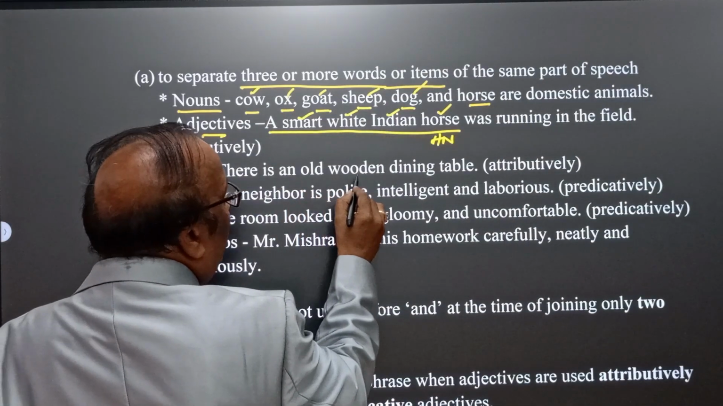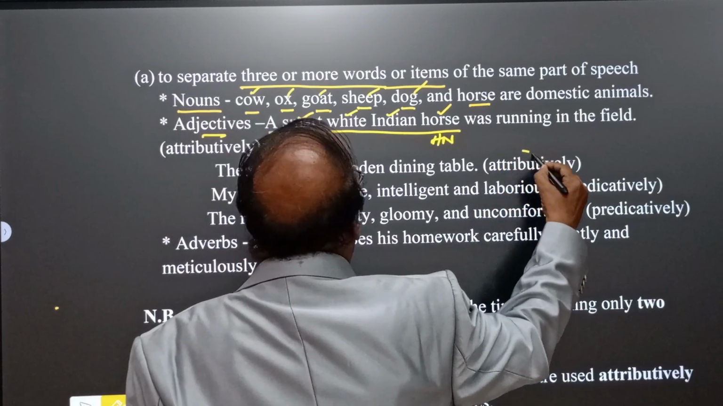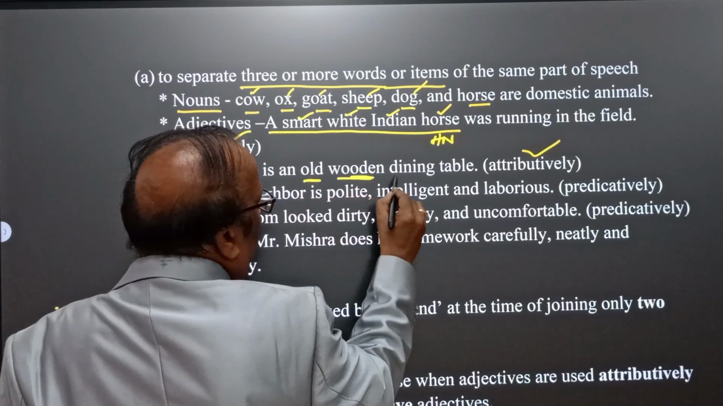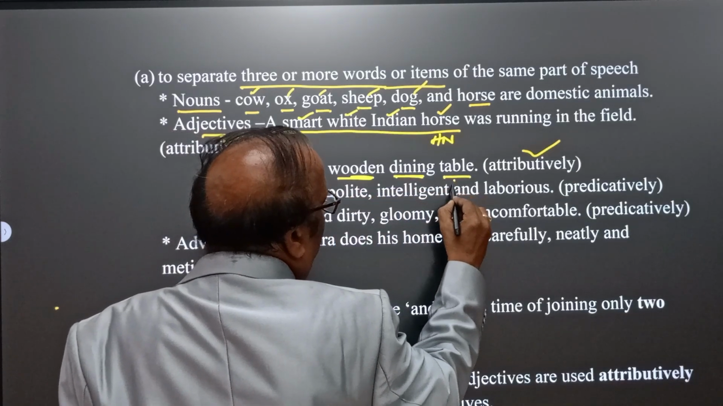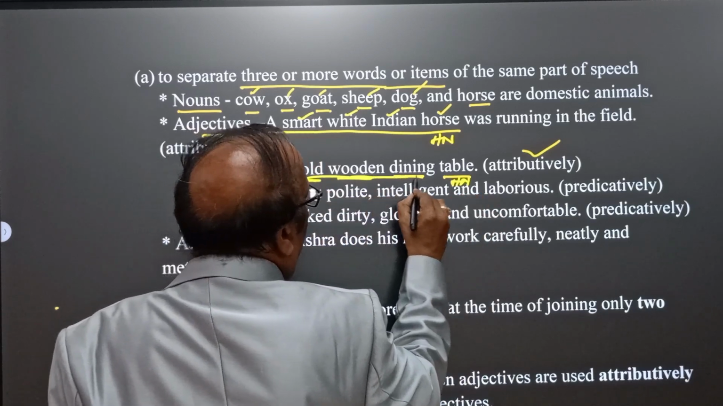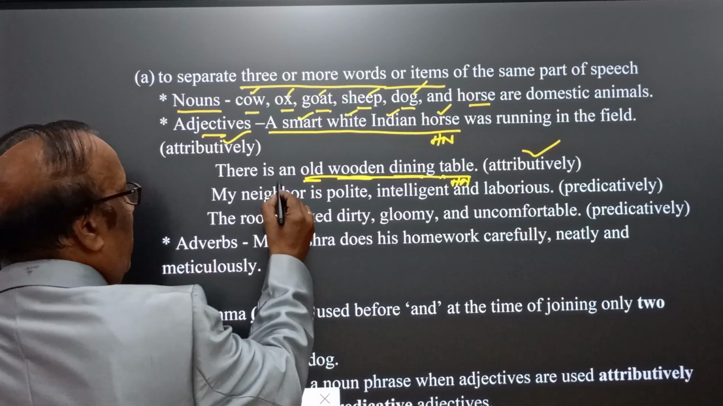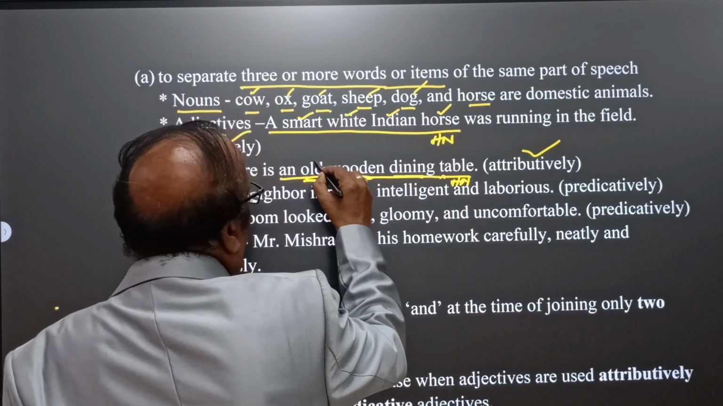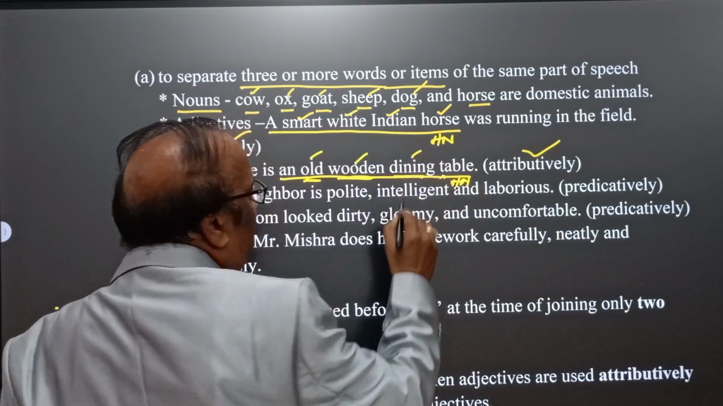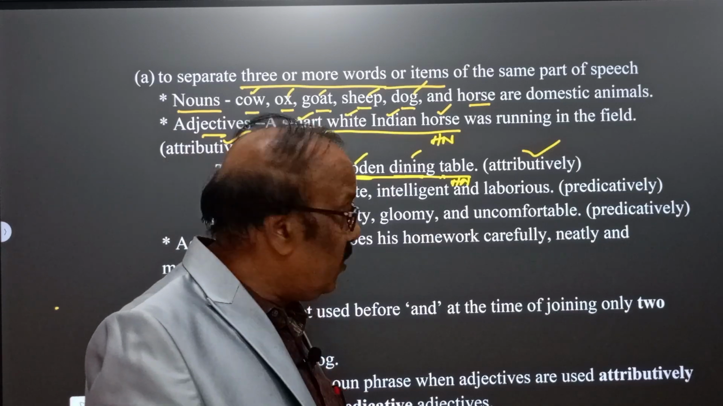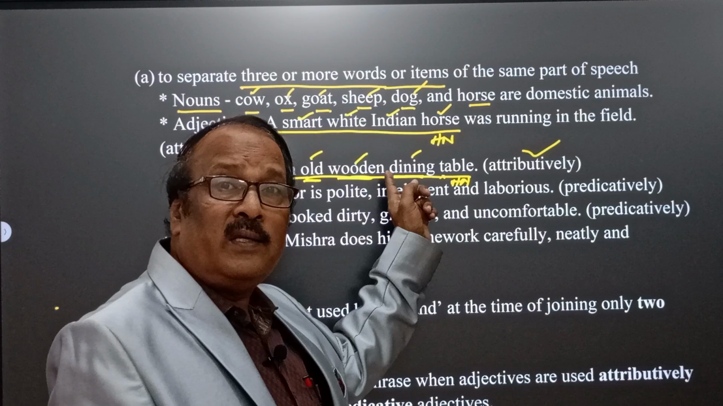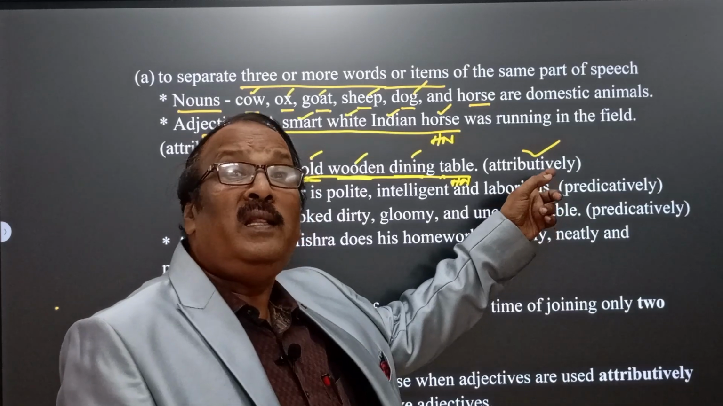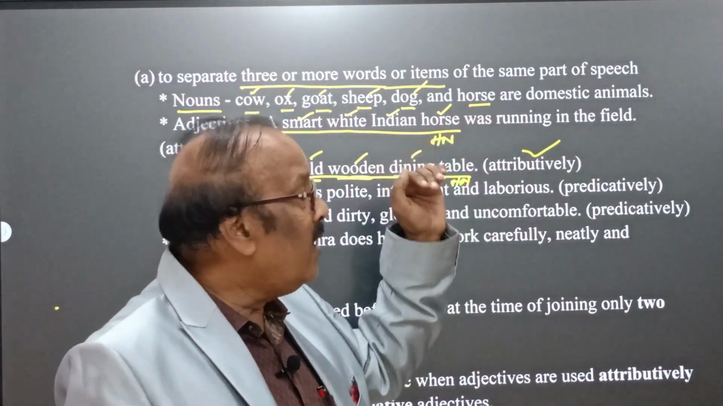There is an old wooden dining table. Another example, attributively. Table is the head noun, and the entire thing is a noun phrase. Here we have old, wooden, dining, 3 adjectives that qualify table, and as these adjectives have been used attributively, in this case we don't use comma. Yes.